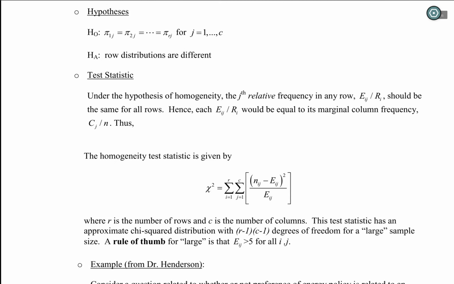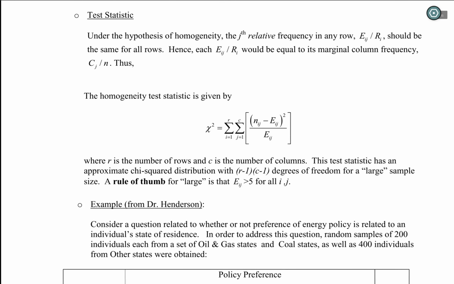The test statistic for this particular test is built under the hypothesis of homogeneity, that is, that the row distributions are the same. The jth relative frequency in any row, which would be Nij over that row total, should be the same for all rows.